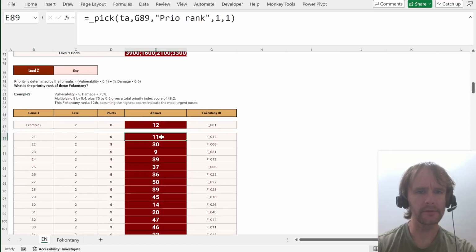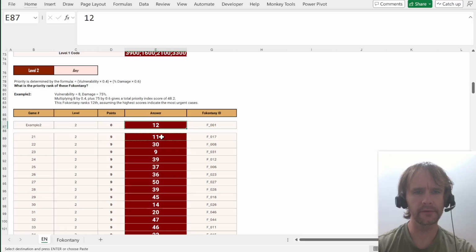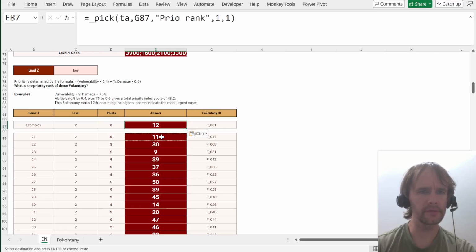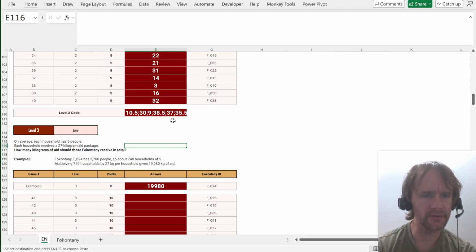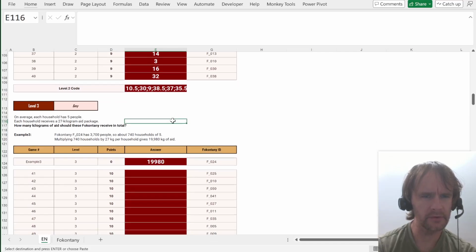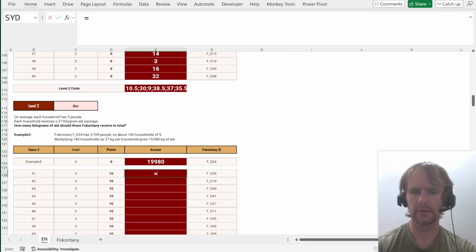Assuming highest, sorry, let's just, did I do this? Yes, that is at least working correctly. Fine, on average, each household has 5 people. Each household receives a 27 kilogram aid package. How many kilograms of aid should these receive in total? This is population times 5 times 27, divided by 5 times 27. Okay. Equals pick.